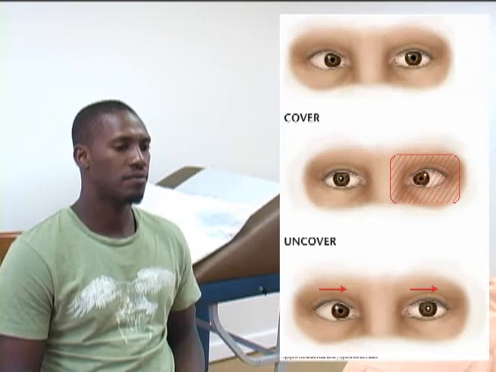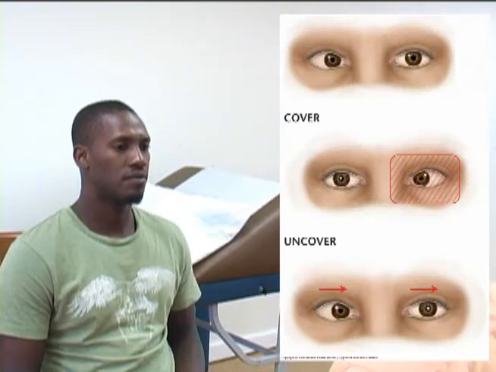Aphoria is a latent deviation held in check by fusion, and the cover-uncover test is really to determine the presence of aphoria. With strabismus, it tends to be obvious and no test required. Okay, ask the patient to fix his or her gaze on a small, distant object, such as looking over the examiner's shoulder. Observe the patient's eyes.